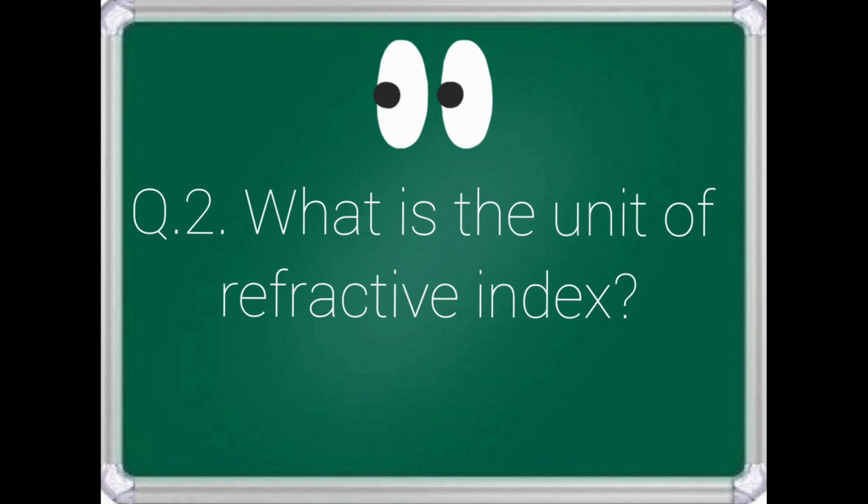Question 2. What is the unit of refractive index? Since refractive index is the ratio of velocities, hence it is unitless.